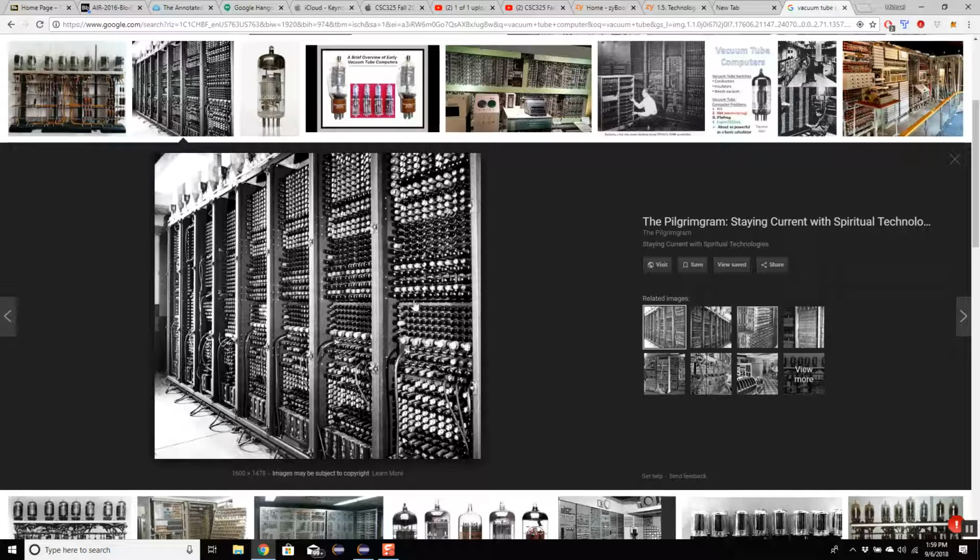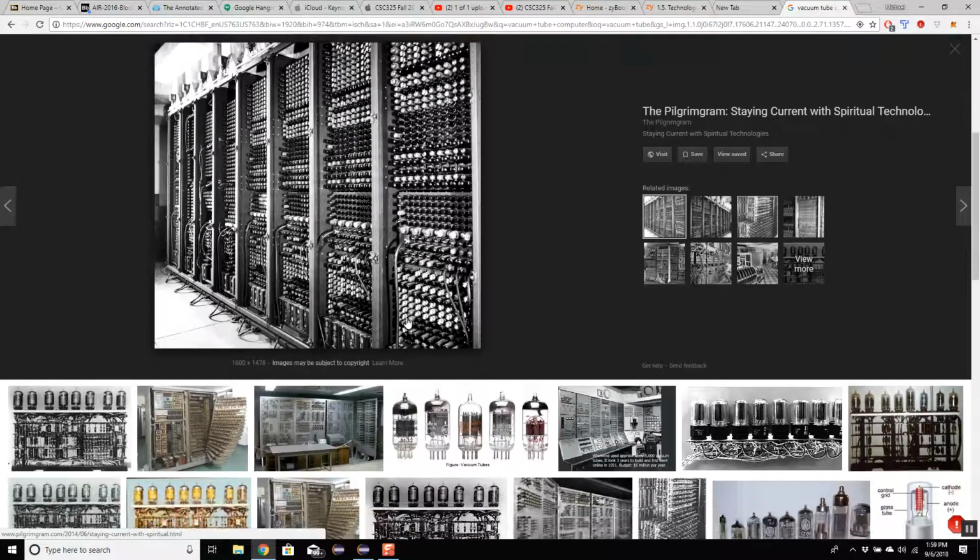All right, so in any case, vacuum tubes, big and slow by today's standards, but allowed us to do computing when we couldn't do it otherwise.